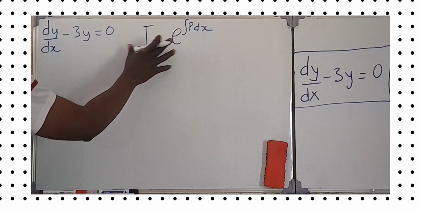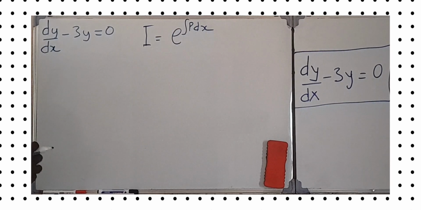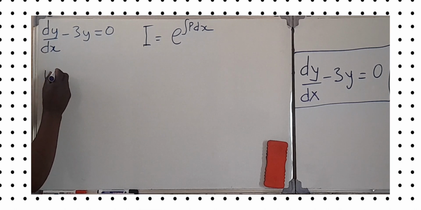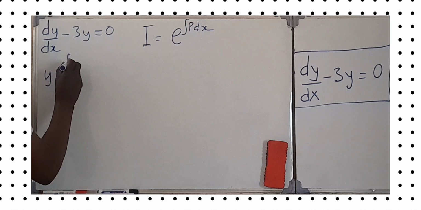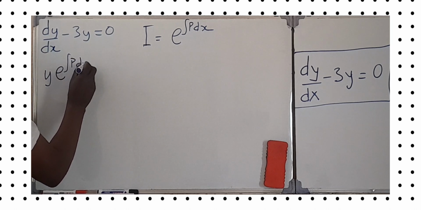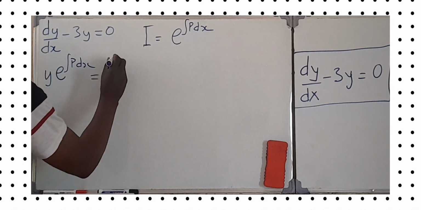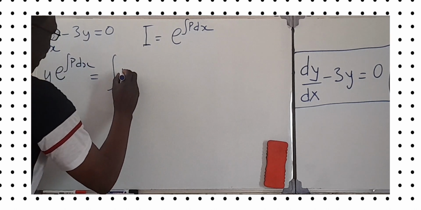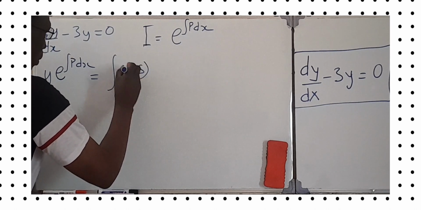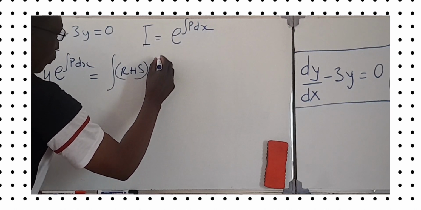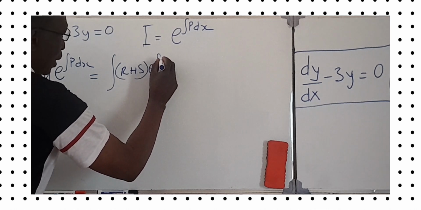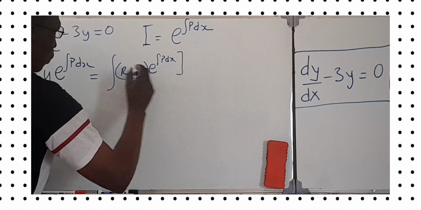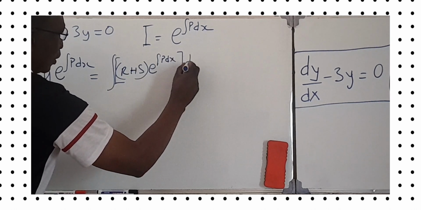Once we have found this integrating factor, we then rewrite our differential equation as y multiplied by our integrating factor e to the power integral of p dx is equal to the integral of whatever is on the right-hand side, multiplied also by our integrating factor e to the power integral of p dx. All this, of course, with respect to x.